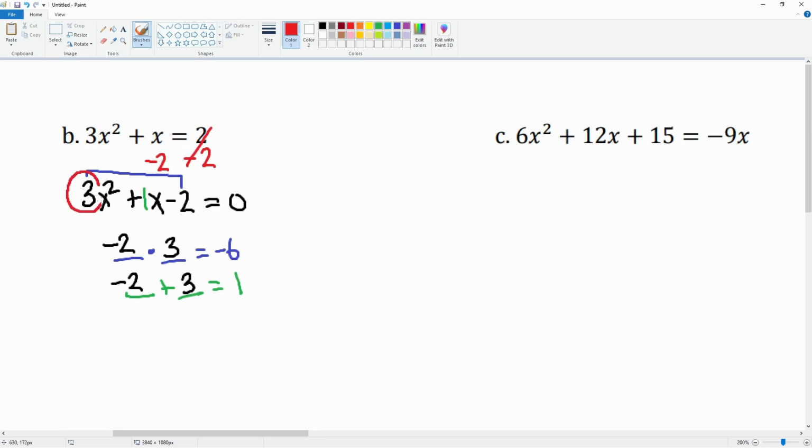Next, we divide by this ax term. So we divide by 3x, divide by 3x. Does this simplify? Yes. Becomes negative 2 over 3x. Bring this down. This does simplify because 3 goes into each. Becomes 1 over x.